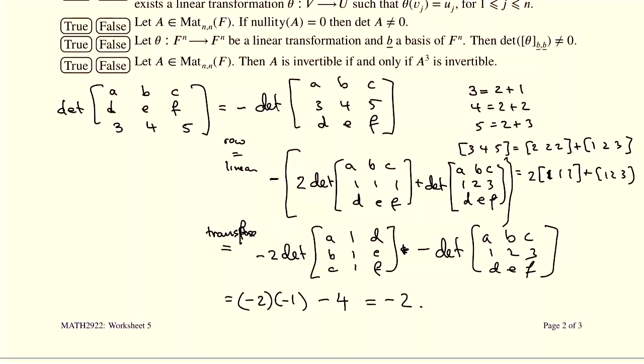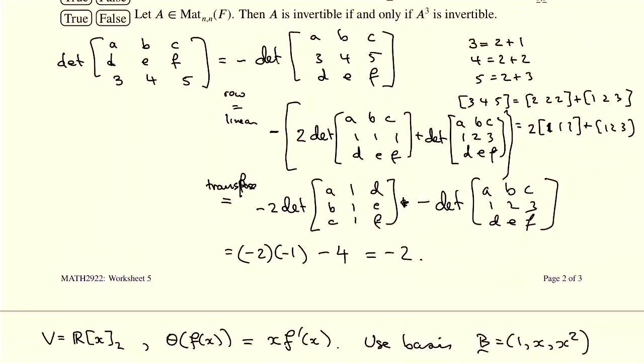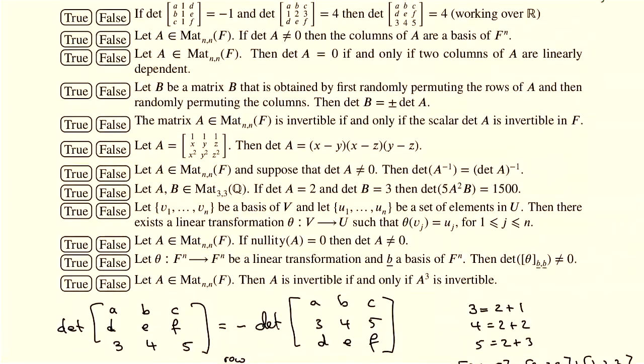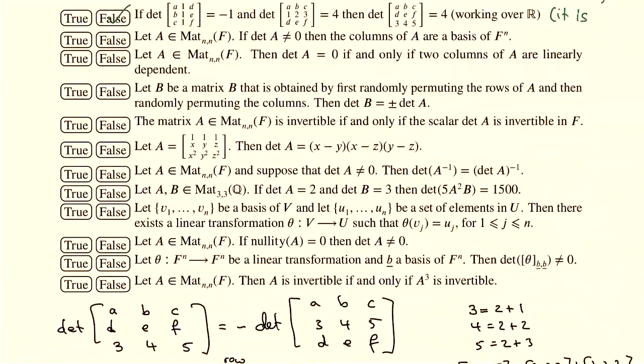Okay. Right, see what we've done there. It's a bit tricky sometimes to convert those things. So that's actually false. What did we say it was? Minus 2.